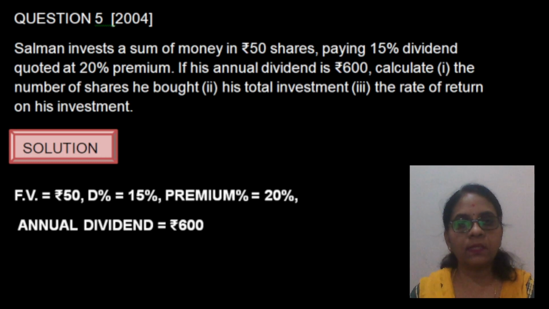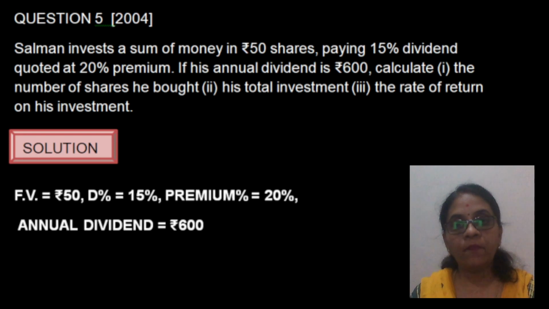So let's do this last sum for this video, for this lesson. Now in this question it is given, it's a 2004 question. It's given that Salman invests a sum of money in rupees 50 shares paying 15% dividend quoted at 20% premium. If the annual dividend is 600, calculate the number of shares he bought, his total investment and the rate of return on his investment. So what is the data given?